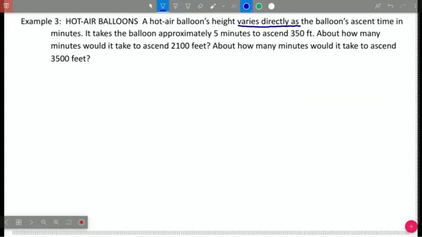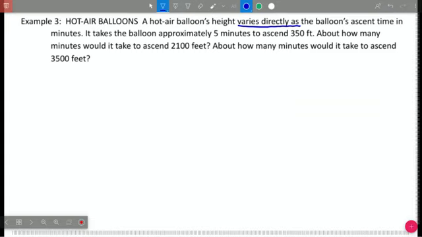It takes the balloon approximately 5 minutes to ascend 350 feet. About how many minutes would it take to ascend 2,100 feet? And about how many minutes would it take to ascend 3,500 feet? So in this, it's a little bit more difficult because we're not told what X and Y are. We actually need to kind of figure that out.